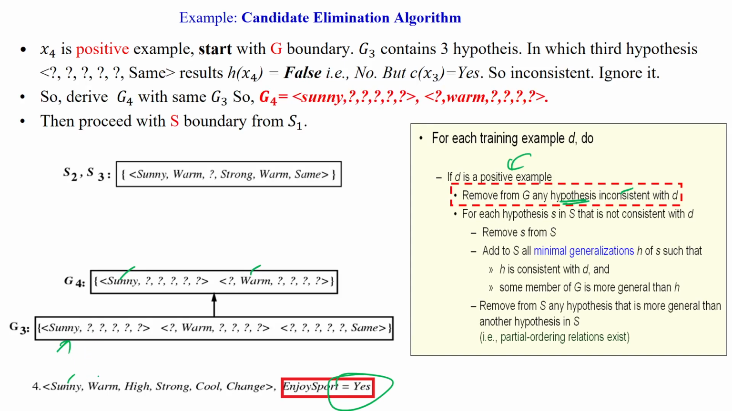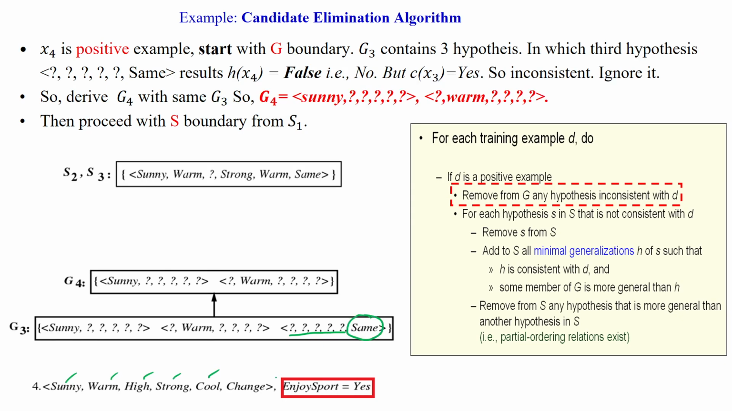So it is accepting values. Yes, it is true. So we are having this hypothesis here. And this one we are checking: Sunny, yes, accepting. Warm, yes, it is accepting. Then it is also accepting all the values. So this is also a new hypothesis in G4. Then the third hypothesis here, all are question symbols until 5, so all 5 constraints are accepting.